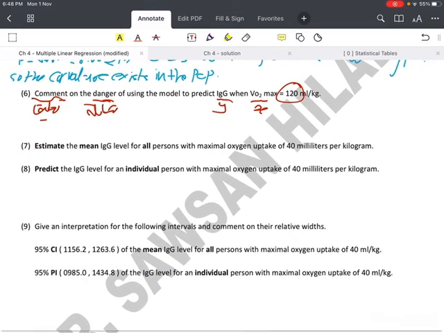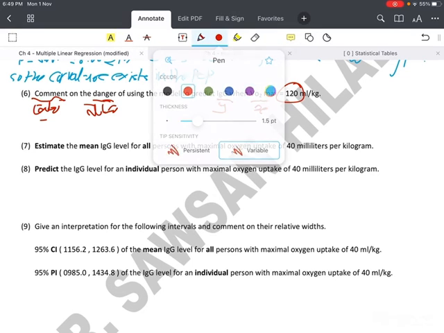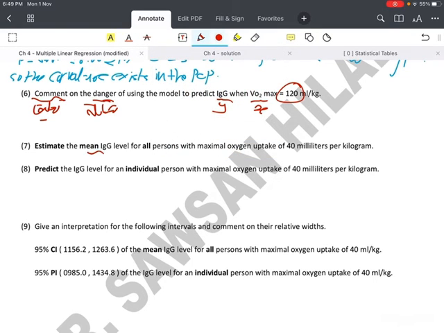Then for exercise 7, we finished from exercise 6. We can go for exercise 7 and 8. Exercise 7: estimate the mean of y for all persons. Okay, so mean, that means all.